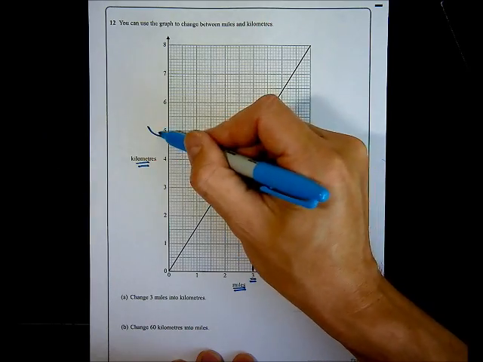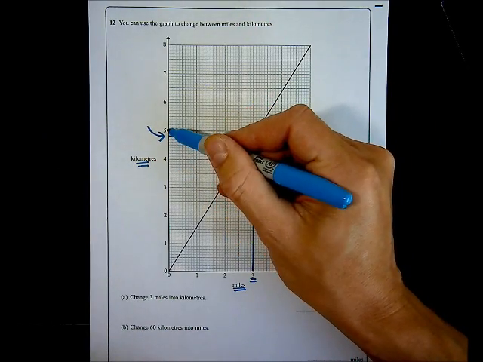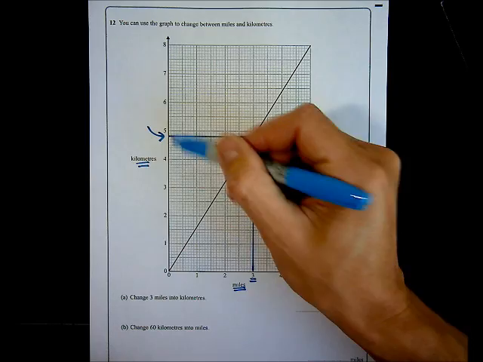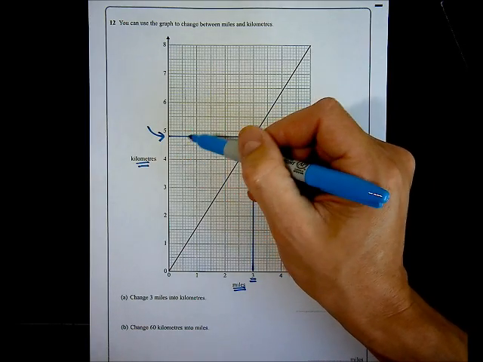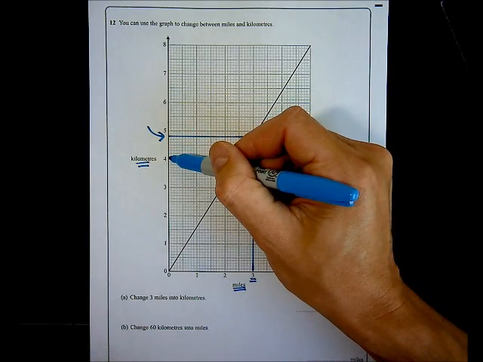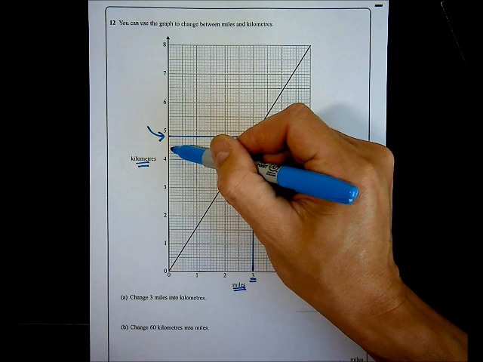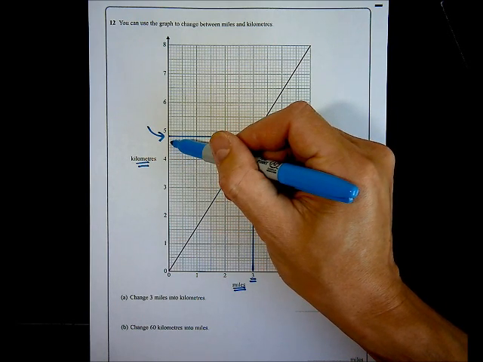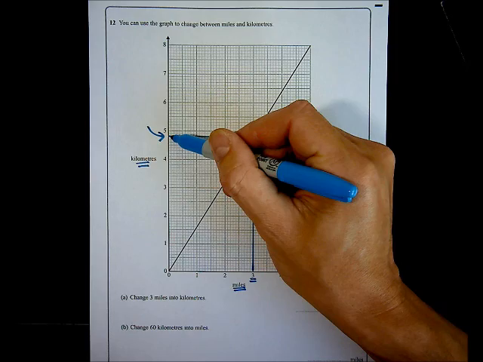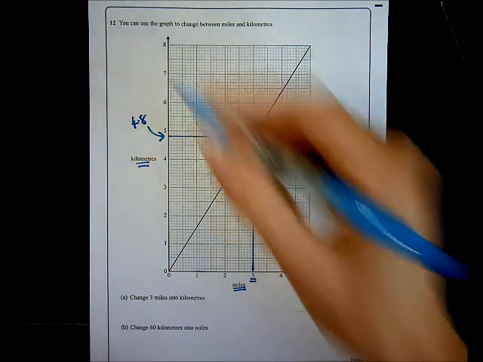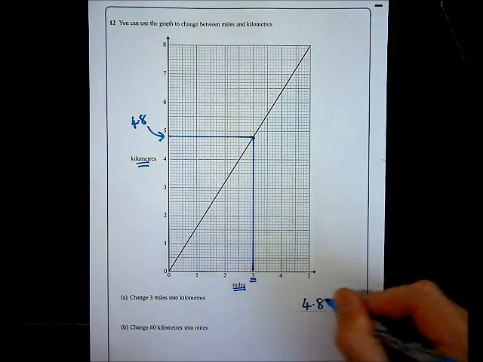Now, I can see that this is 4 and this is 5, so the scale is going to be decimal in between. So it looks to me like it might go up in 0.1s, but I would check. 4.1, 4.2, 4.3, 4.4, 4.5, 4.6, 4.7, 4.8, 4.9, 5. So it did work, and this is 4.8. So my answer to part A is 4.8 kilometres.